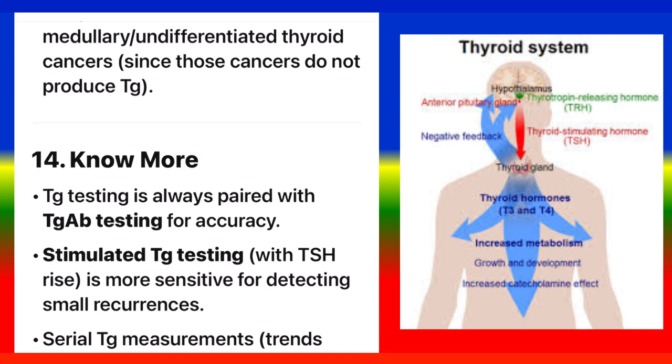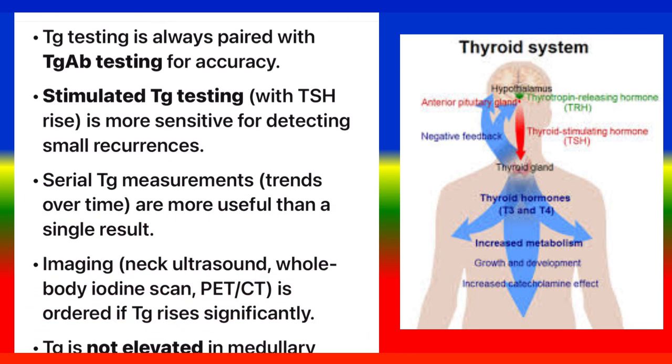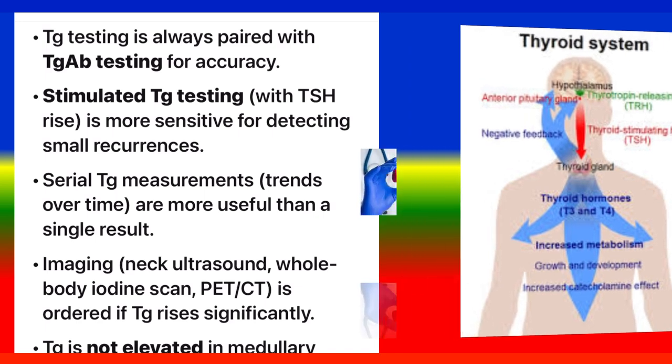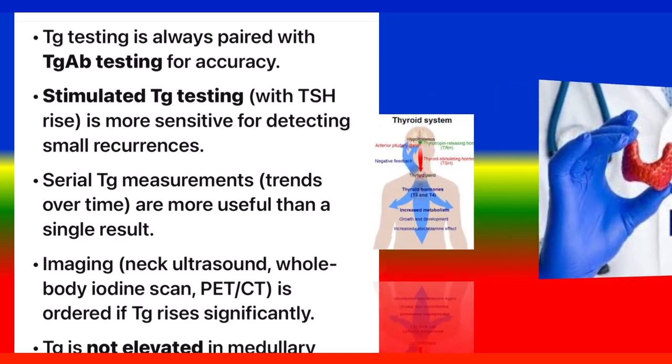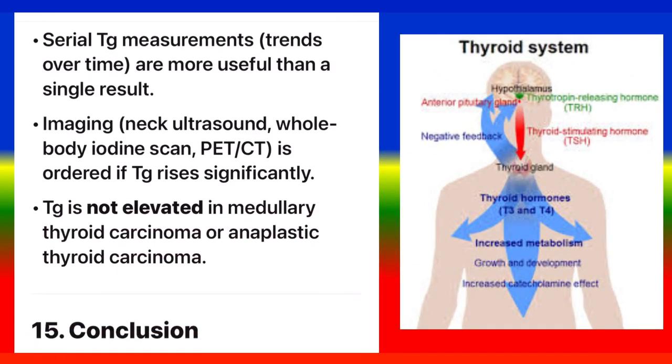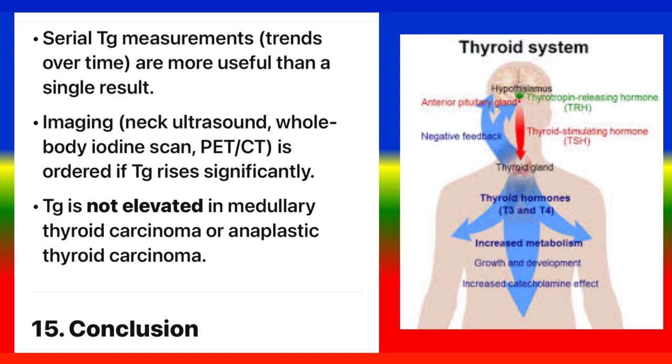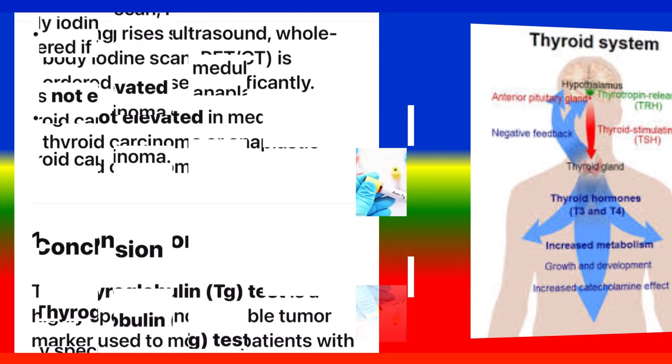Number 14. Notes. TG testing is always paired with TGAB testing for accuracy. Stimulated TG testing with TSH rise is more sensitive for detecting small recurrences. Serial TG measurements, trends over time, are more useful than a single result. Imaging, neck ultrasound, whole body iodine scan, PET-CT is ordered if TG rises significantly. TG is not elevated in medullary thyroid carcinoma or anaplastic thyroid carcinoma.